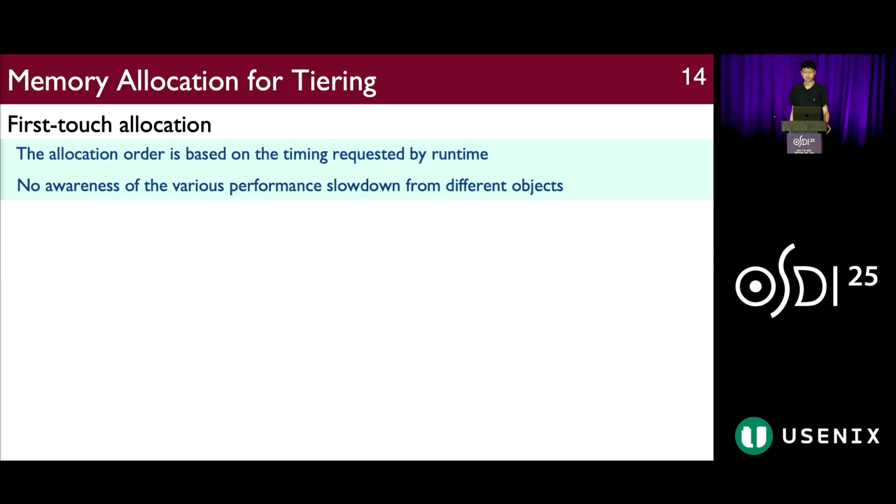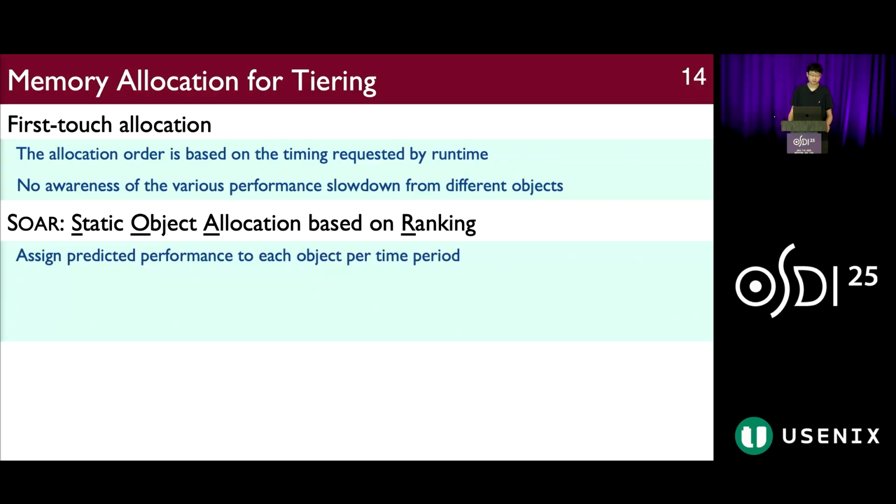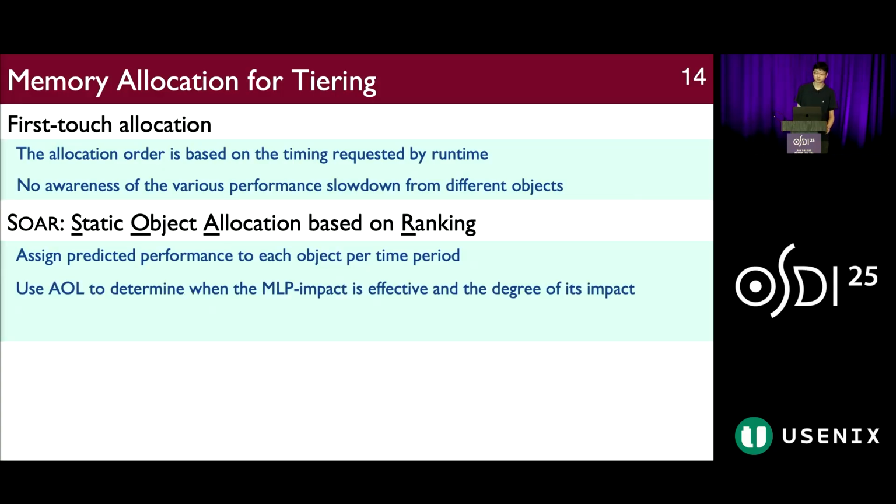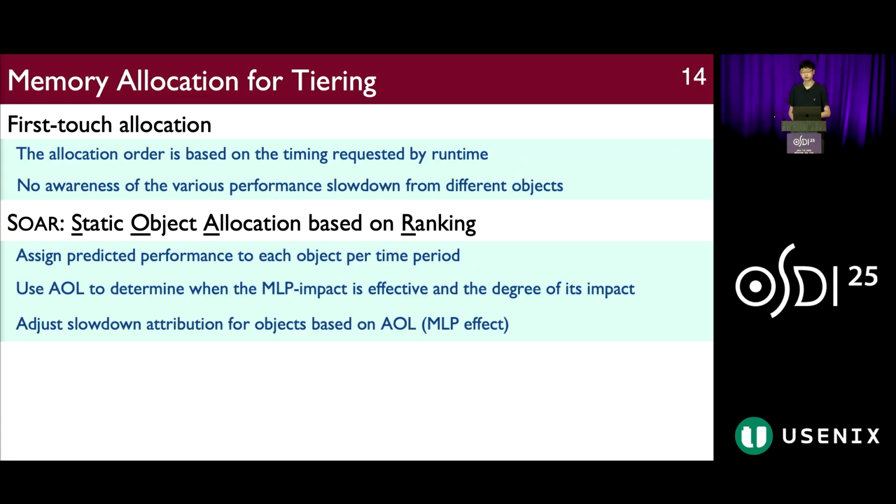First-touch allocation places the data based on when it's first accessed at runtime. The problem is it does not consider how much different objects contribute to performance slowdown. So we propose SOAR, a new allocation policy that places objects based on their performance contribution. It assigns a performance predictor to each object during each time period. It also uses AOL to determine when the MLP impact is effective, and then we use AOL to adjust the slowdown attribution for these objects. This ranks objects by the attribution score and decides whether to place them in the fast or slow tier.